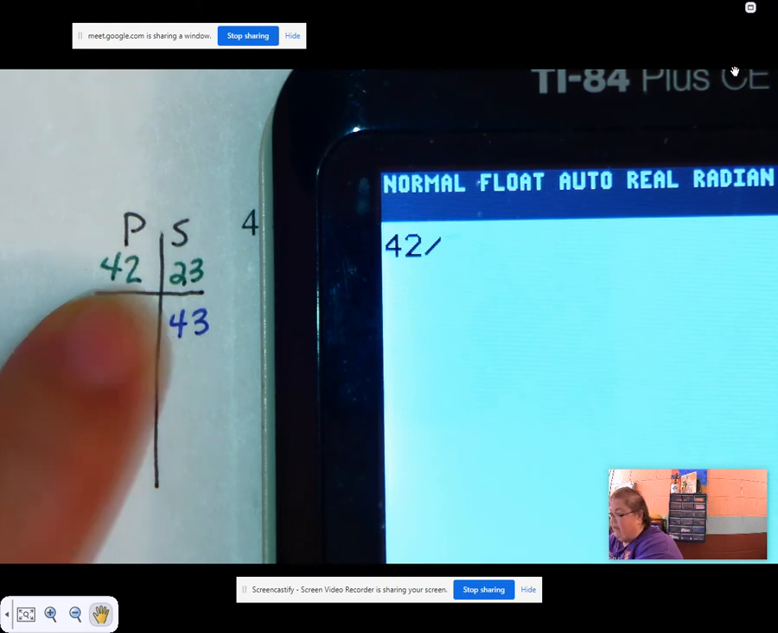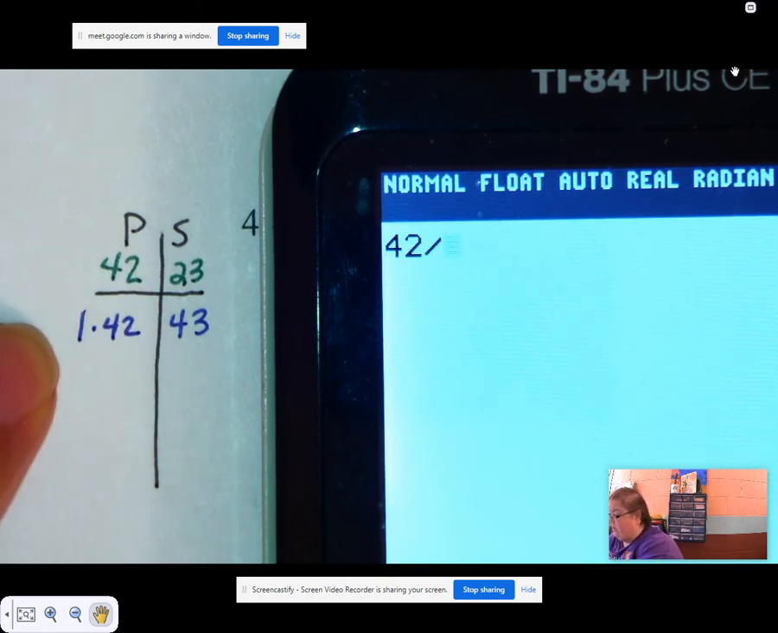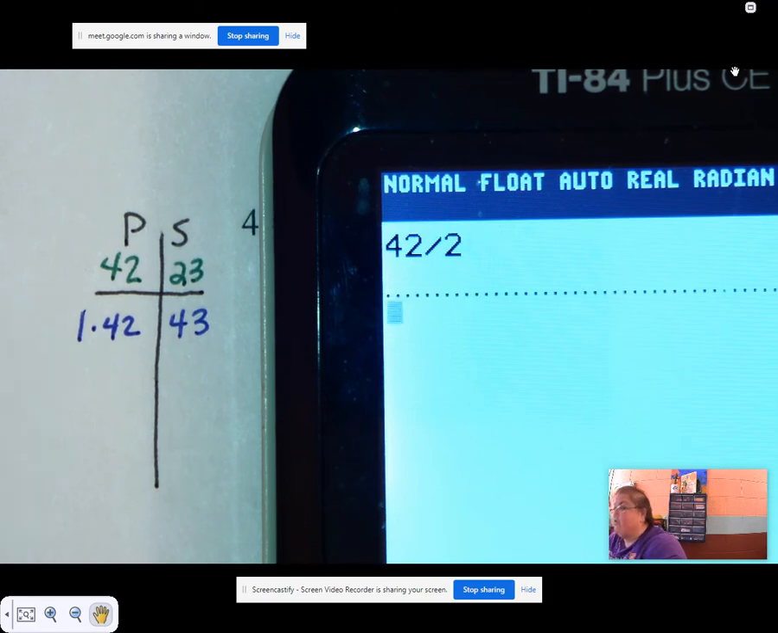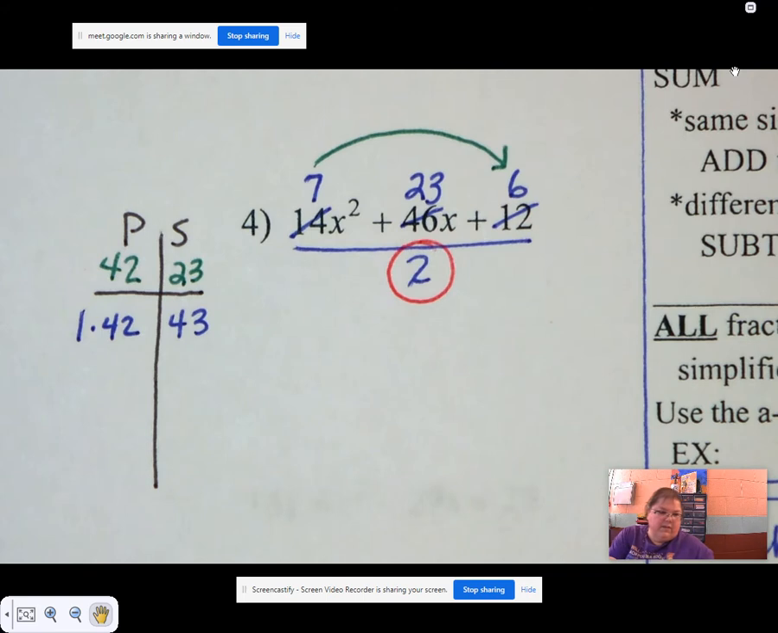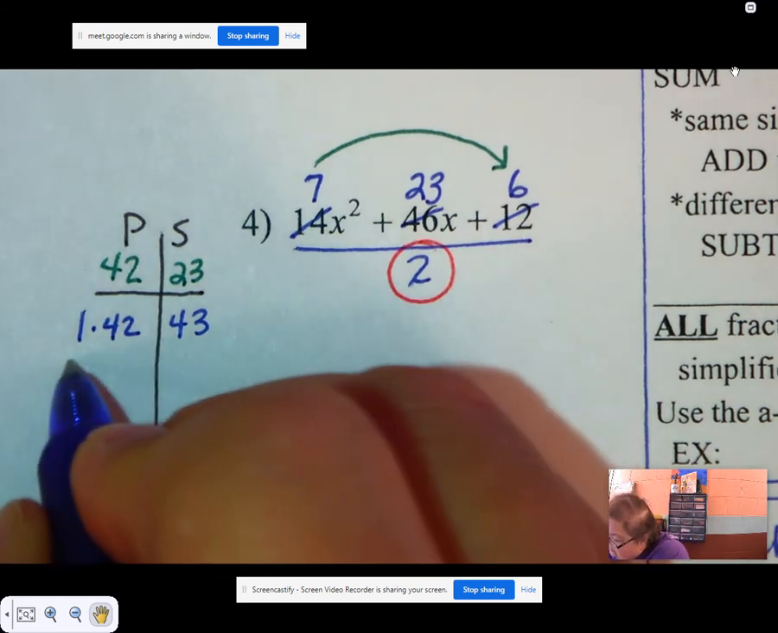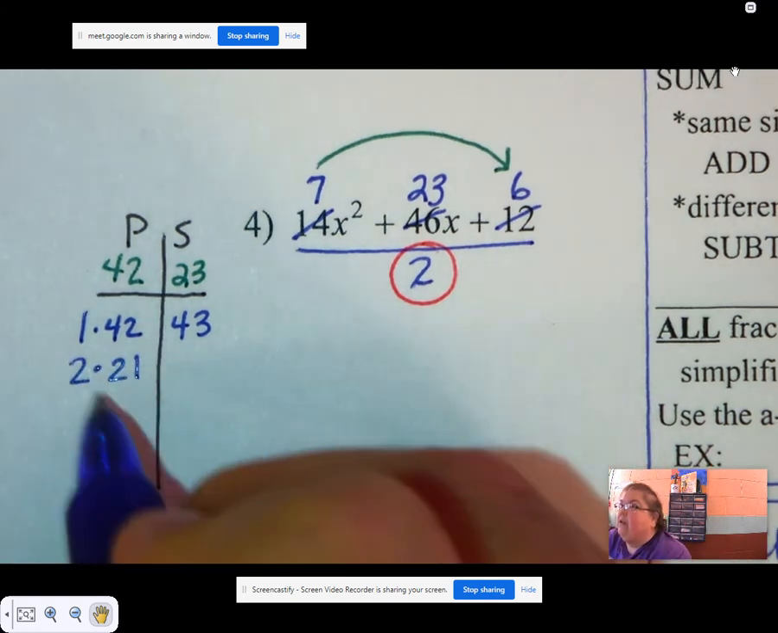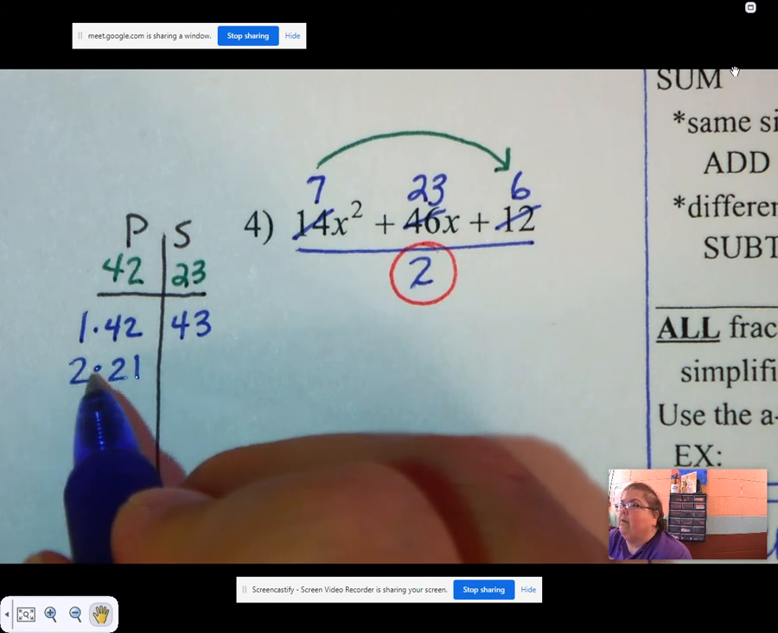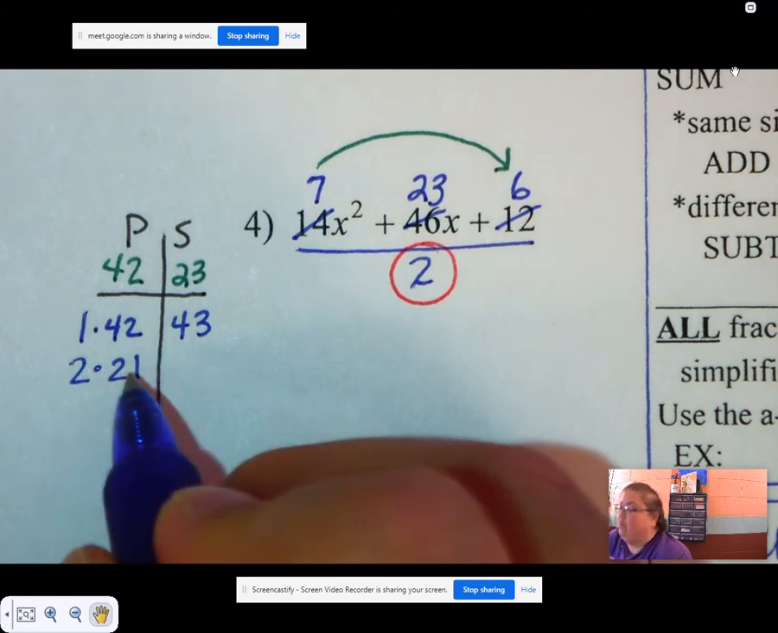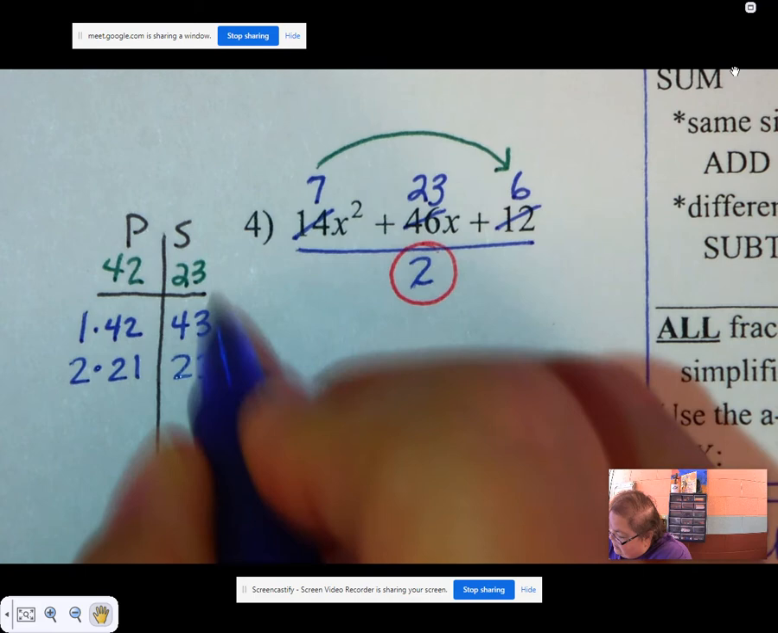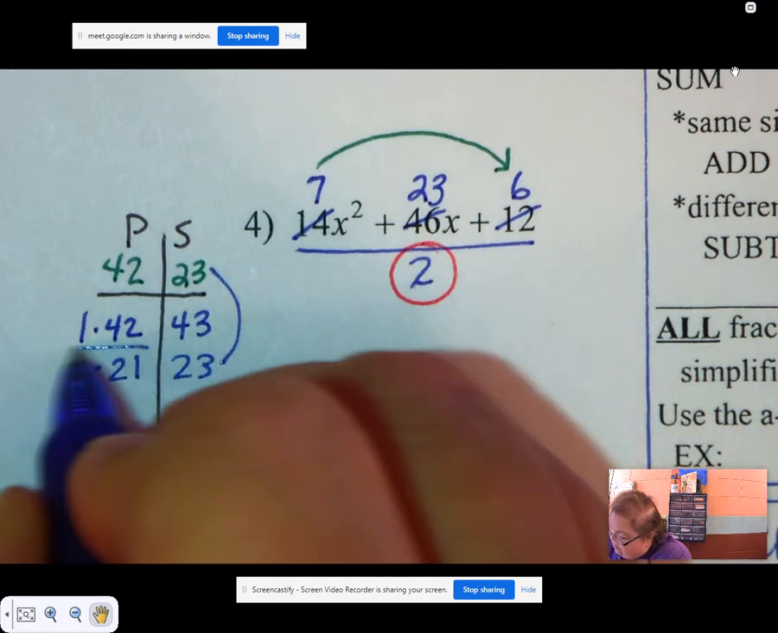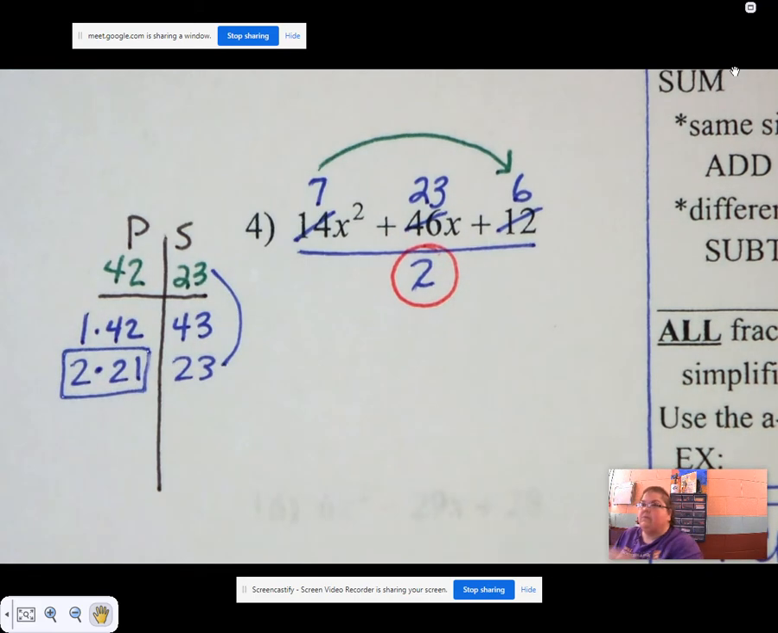As a reminder, if I want to find all the factors, I start with 42 and divide by my next number. I started with 1, my next one is 2. 2 times 21, thank you. So 2 times 21. Now, what is 2 plus 21? 23. Found it. Here are my factors. Questions? You have all that written down?